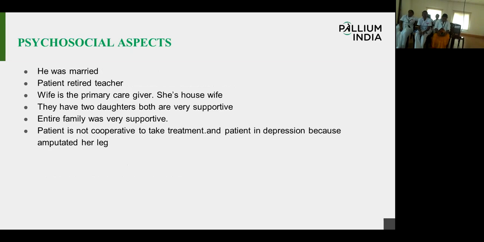Psychosocial aspects: he was married, a retired teacher. Wife is the primary caregiver, she is a housewife. They have 2 daughters, both very supportive. The entire family was very supportive. Patient is not cooperative to take treatment and is in depression because of the amputated leg.